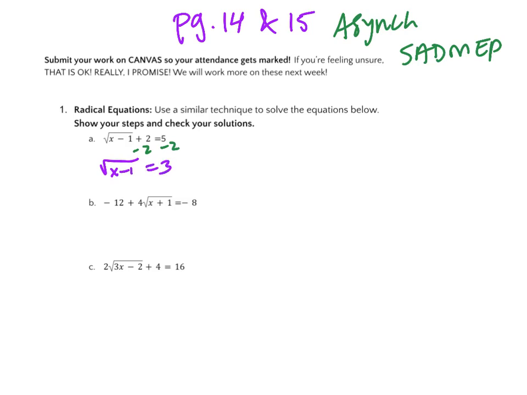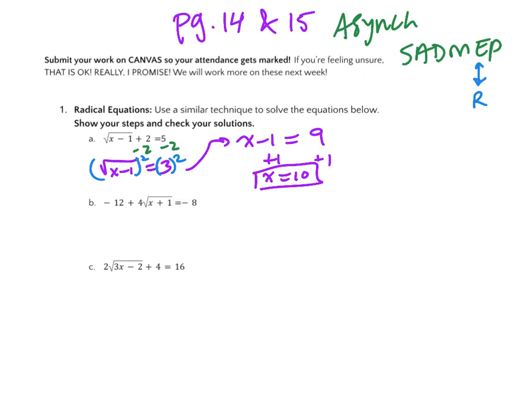To undo a radical, I need to do an exponent. So I'm going to raise this to the second power. And then I'm going to go over here. X minus 1 pops out. 3 times 3 is the number 9. And then I'm going to reset, so add 1 again. So x equals 10.